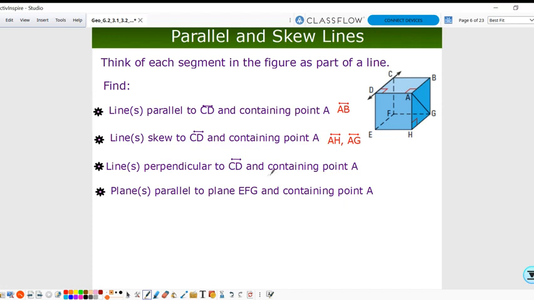Lines perpendicular to CD and containing point A. Perpendicular means they intersect at a right angle. So here's CD. If it contains point A, then this line, DA, will be perpendicular to it. And planes that are parallel to plane EFG. EFG is kind of the bottom of the box. A parallel plane to that, containing point A, would be plane ABC.